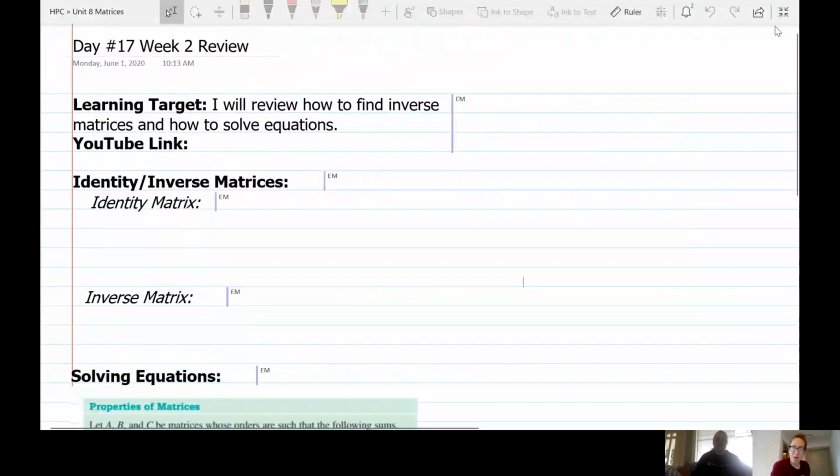This is Miss Leslie and Miss Margaret, and we are here to review week number 2 of matrices. This should be pretty quick, just like yesterday's was pretty quick. Hopefully this gives you a nice review of what we covered during our second week of matrices. I'll turn it over to Miss Margaret so she can go through notes with you guys.